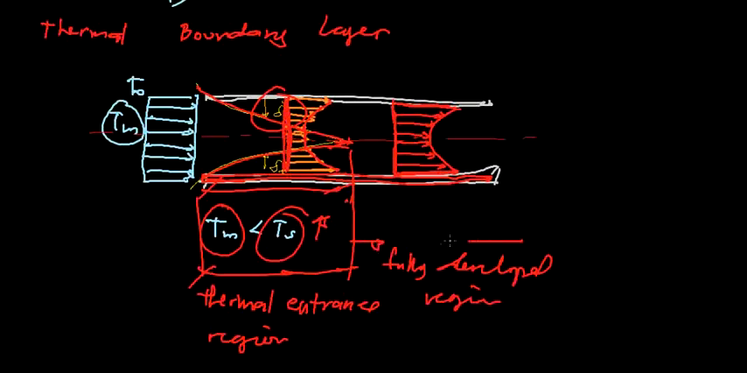So depending upon the surface condition, whether the temperature of the surface is constant or a uniform heat flux is constant, a different temperature profile will be formed. For both surface conditions, however, the amount by which fluid temperatures exceed the entrance temperature increases with increasing x distance, right?